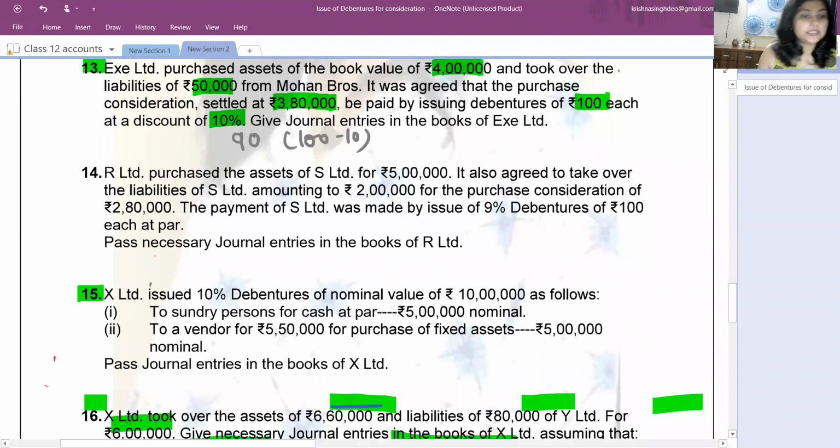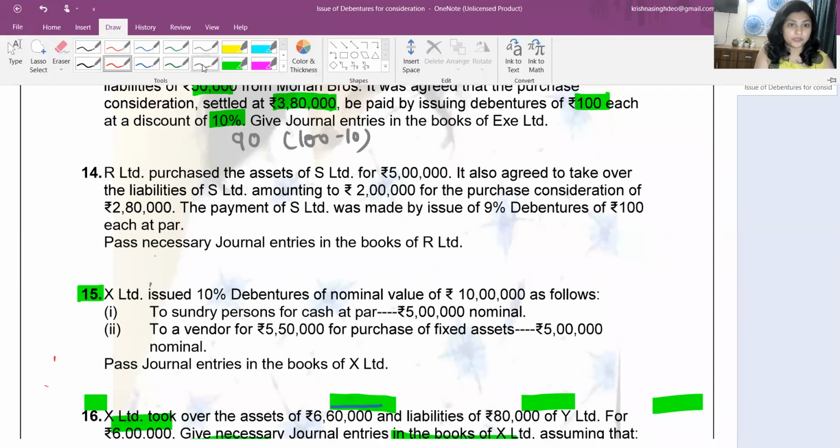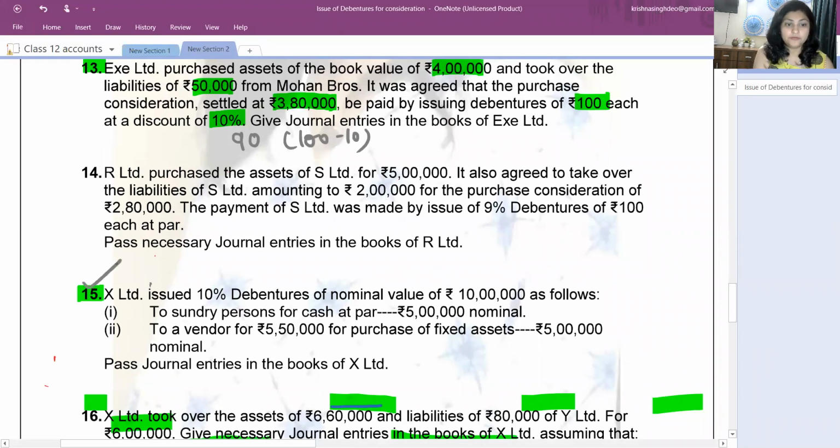Something different. Okay, so here it is. Question number 15 is slightly different, though nothing new, no new concept is there. We have already studied everything that is covered under this topic, not the chapter, but under this topic. Let's see question number 15.